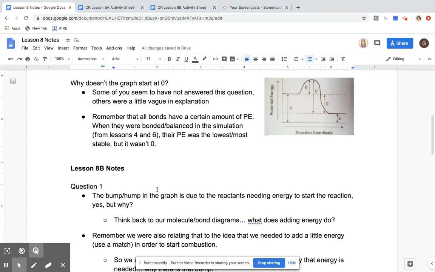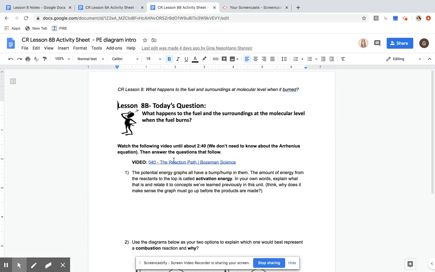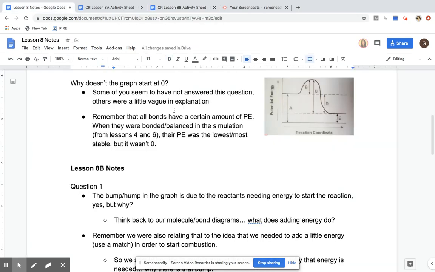So there's always a bump or a hump in the graph, right? So there's that little bump there. No matter where the reactants or the product's energy starts, there's always that little bump. And that's what the video you should have watched was talking about, that activation energy and what's going on.